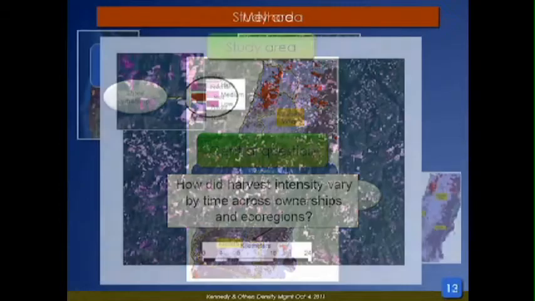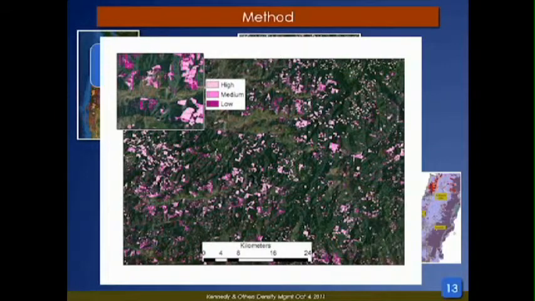We think that partial harvest should be increasing based on everything we know about management in the region. So what we did is we went back to our original map. We removed fires. I can go into detail about this if you'd like offline. We stratified by harvest intensity. This gives you sort of a sense of what that means on a landscape.